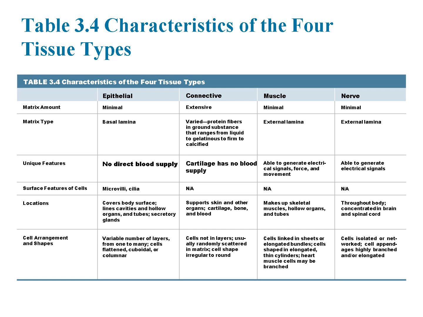Each tissue type has unique features tailored to its role in the body, from protection and support to communication and movement. This chart provides an excellent comparison to visualize how they function collectively within the body.